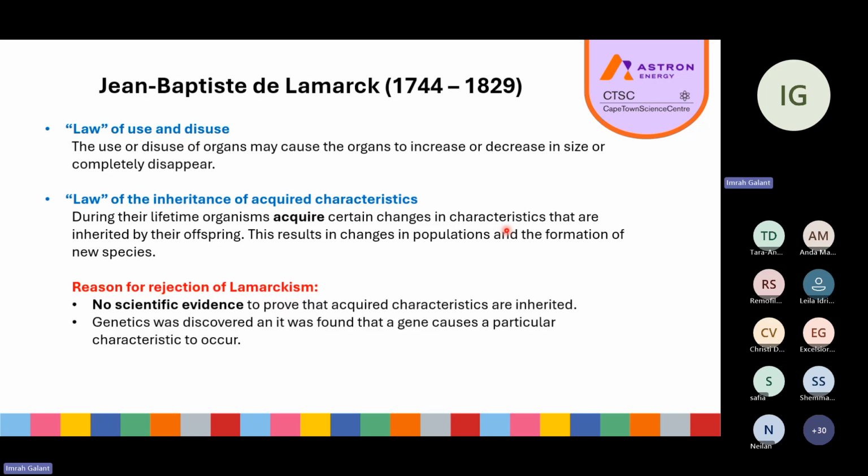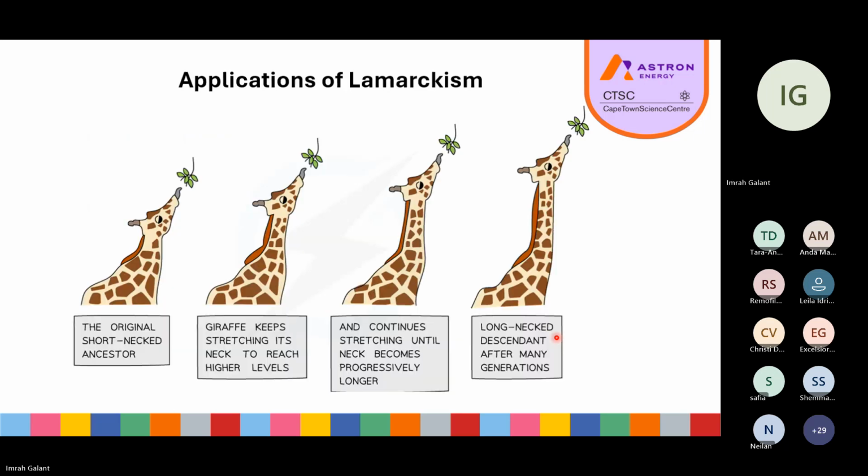Now, why were his theories rejected? First and foremost, there was no scientific evidence to prove that acquired characteristics are inherited. Next, genetics was discovered, and it was found that the gene causes a particular characteristic to occur. So now let's look at the application of Lamarckism.